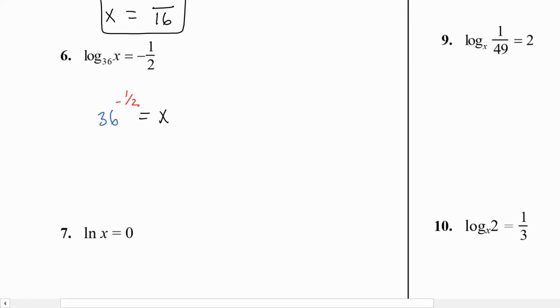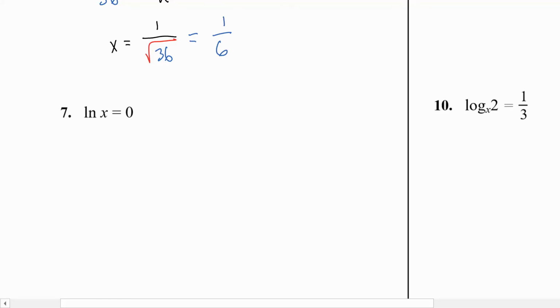All right, and again, x is by itself, so all we have to do is simplify that. Negative exponents mean divide, and the half means the square root. So we're going to divide, so 1 divided by the square root of 36. And then we'll go ahead and simplify that, and that is 1/6.